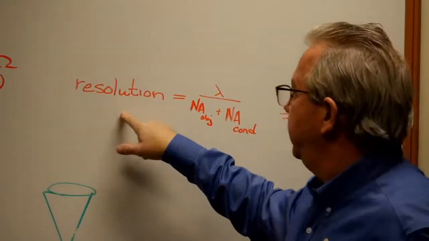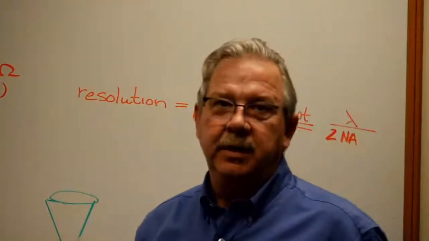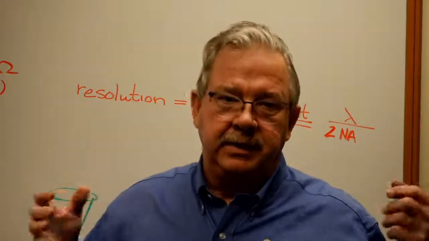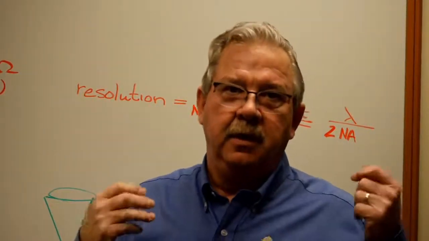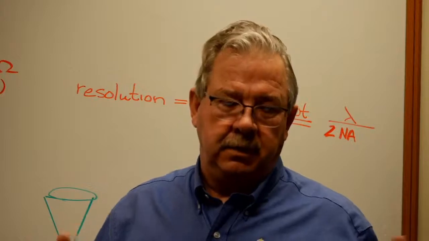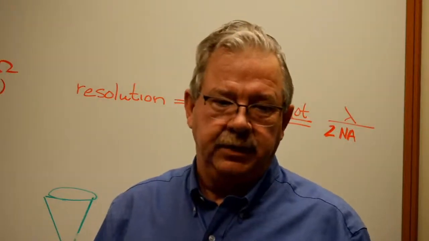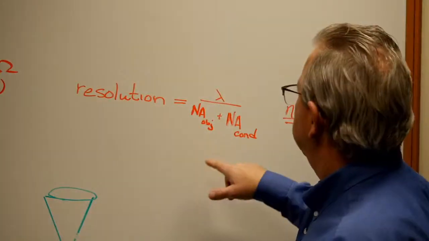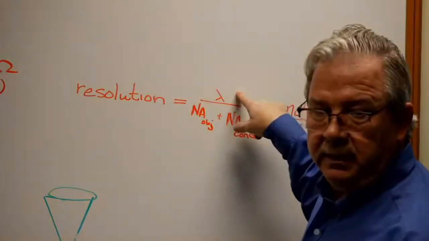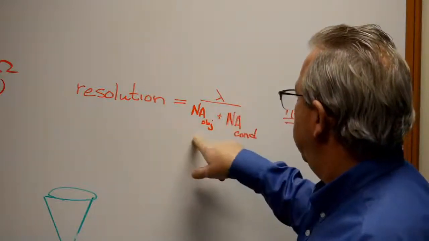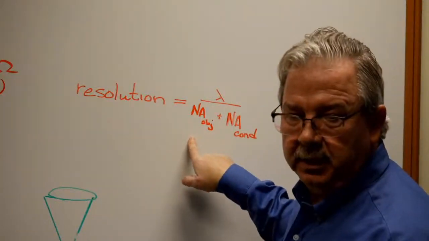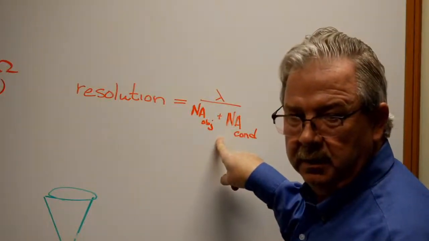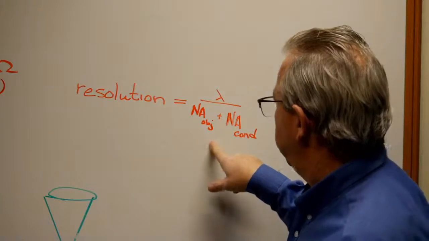Resolution is typically one of the most important things that we're trying to achieve when we're using a microscope. We're trying to resolve and see more than we're able to see with our naked eye. So, how do we get resolution? Well, resolution is equal to the wavelength of light that I'm using divided by the numerical aperture of the objective plus the numerical aperture of the condenser. And we'll talk about that in just a minute.